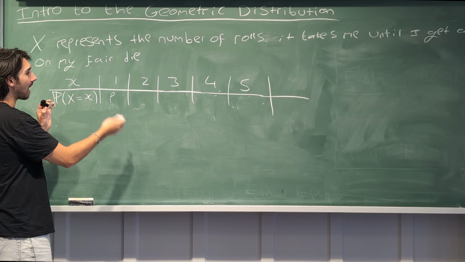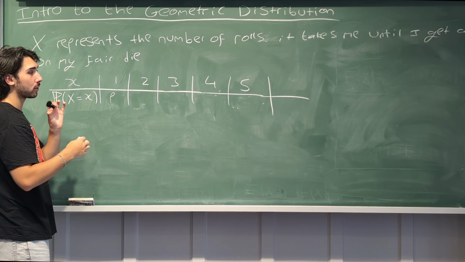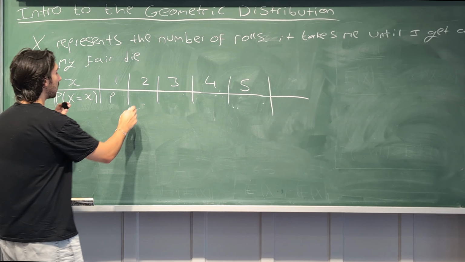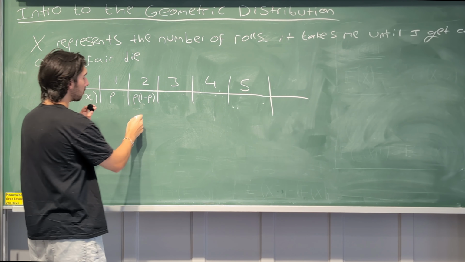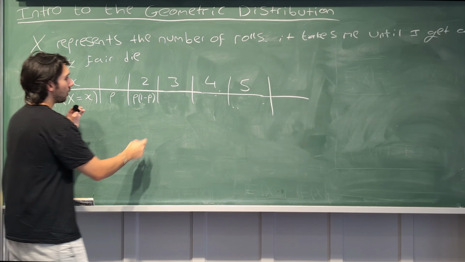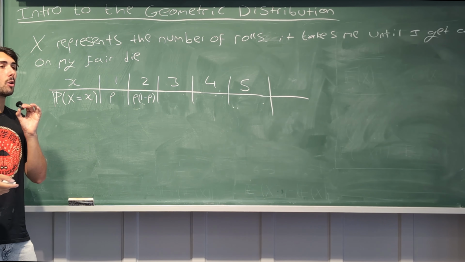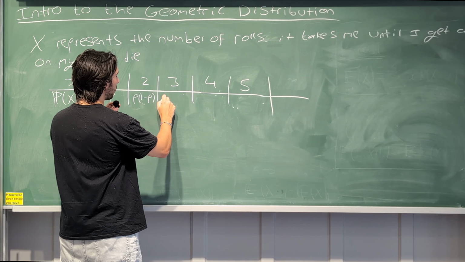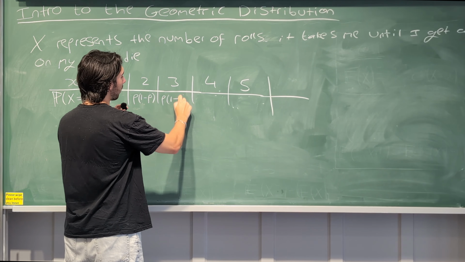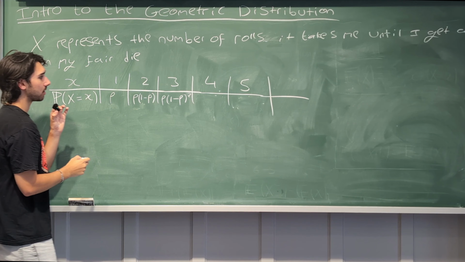The probability that I get my success after I already fail is P times the probability of not getting P, so 1 minus P. The probability of it taking you 3 goes, you have to fail twice, and then you have to get your success. So you've got your success, and then you've got your 2 failures. So it's going to be written like this.